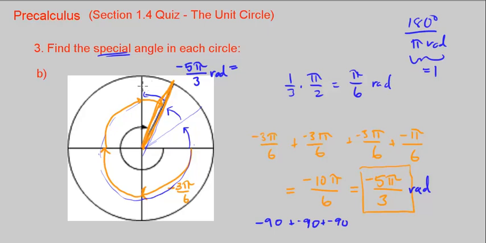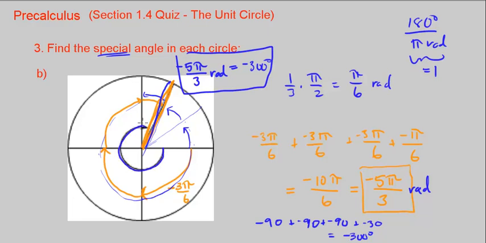Plus, well, what is this? Well, this was 90 divided by 3, right? So each one of these was pi over 6, or 90 divided by 3 would be 30, 60, 90, right? So plus negative 30. So 90 and 90, you add them together is 180, so it's negative 180, plus another 90 is negative 270, plus another negative 30 is negative 300 degrees. So negative 5 pi over 3 radians, or negative 300 degrees. Okay? And that's this angle right here going clockwise.